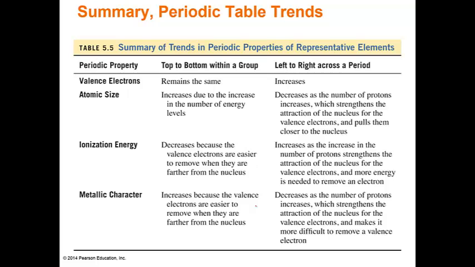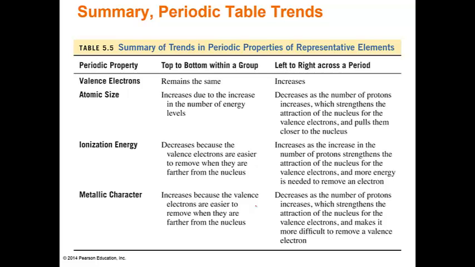So, a summary of the trends of the periodic table, okay? Periodic properties, top to bottom of the group. Valence electrons remain the same in amount. The atomic size increases as we go down. Ionization energy decreases because the further away they are from the nucleus, the easier they are to rip away. And metallic character increases because the valence electrons are easier to remove when they're farther from the nucleus.